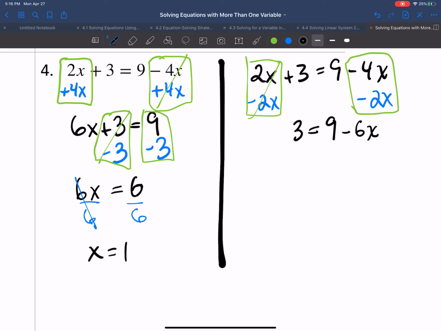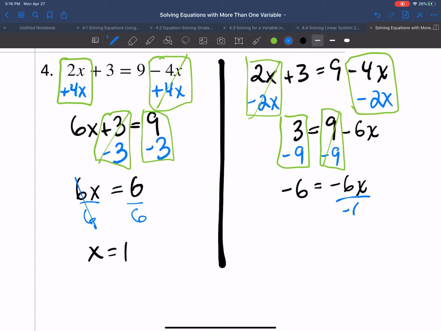So now BEDMAS in reverse. I'm going to get rid of that 9. It's a positive 9, so I'll do minus 9. So now on the left side, I'll have negative 6. Positive 9 and negative 9 make 0. And I have negative 6x. And to get x by itself, I want to get rid of the negative 6, which is multiplying, so the opposite is to divide. So x is equal to 1. It's on the other side, but same answer.